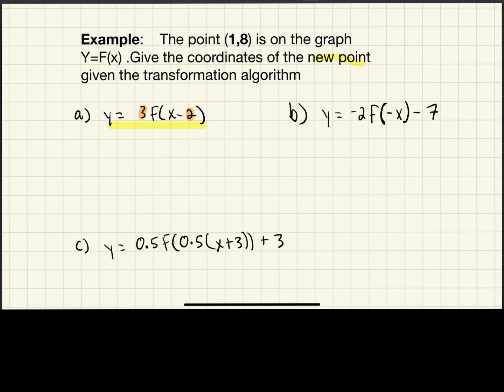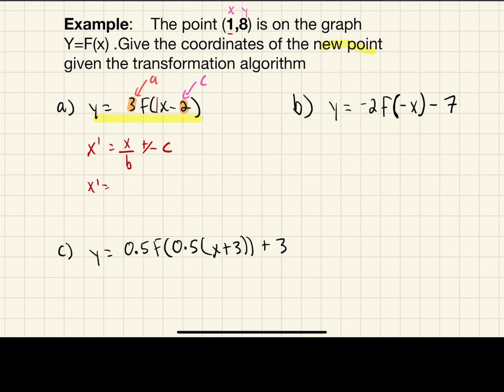Now remember that the a and the d values are outside the bracket. So this 3 over here is going to be an a value. Now the b and c are inside the bracket. b is always right next to the x, it's multiplied. And c is either added or subtracted, it's a translation. So that would make this part over here the c. So we're going to do one part at a time for this point, and what we mean by that is that we're going to do the x and the y separately.